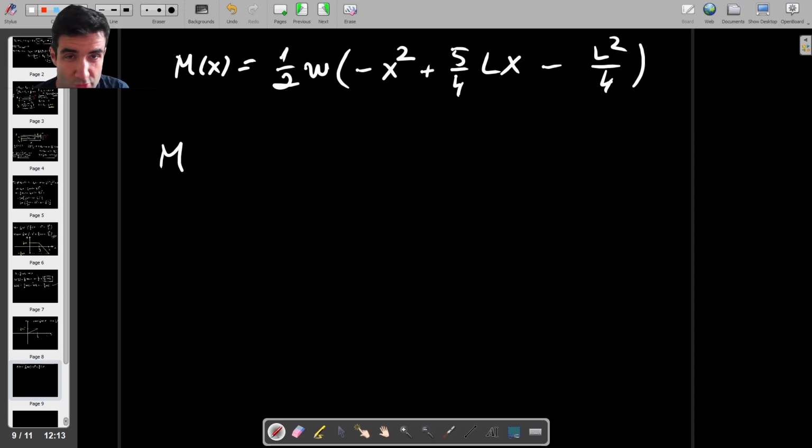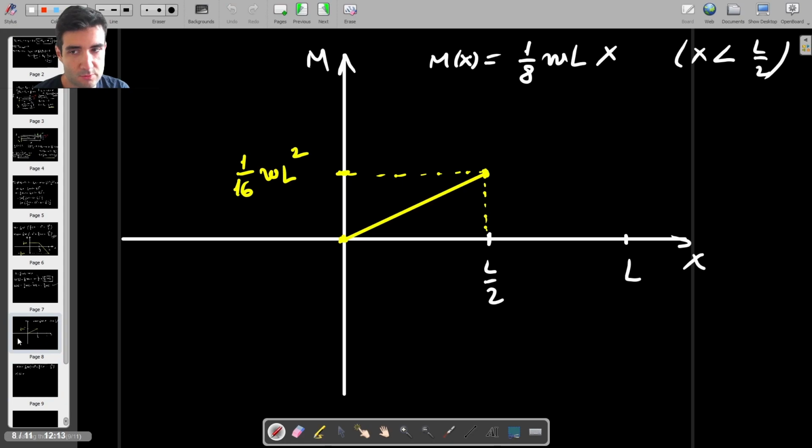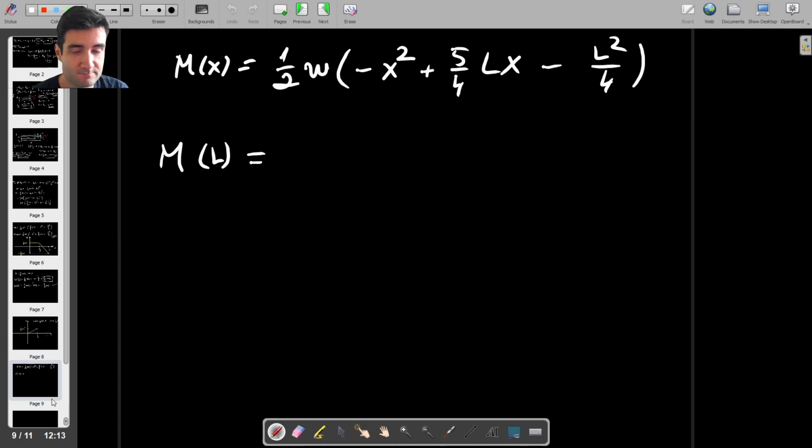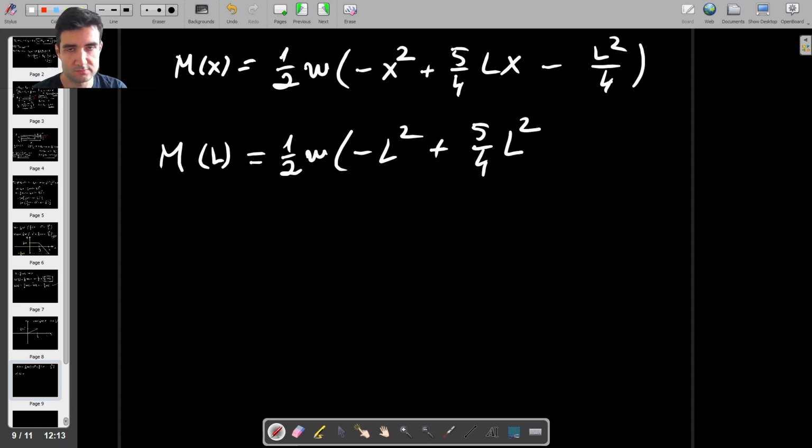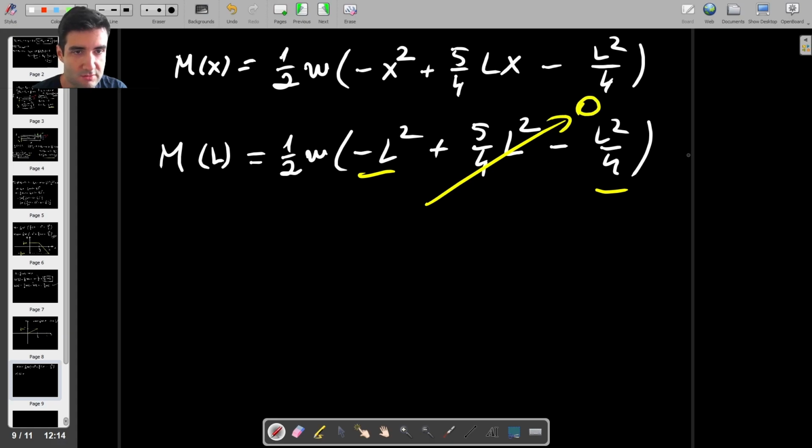So we should get that M of L should be equal to 0 because we have simple supports on both sides, so we shouldn't end up with any moment at either end of the beam. If we replace X with L, we have 1/2 W times minus L squared plus 5 over 4 L times L, so again L squared, minus L squared over 4. And you can see that this is 0, because minus L squared over 4 is minus 5 over 4 L squared, so this is 0.